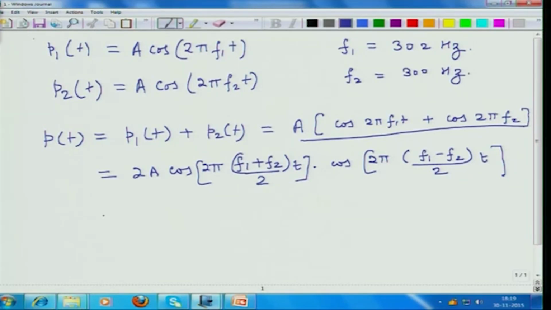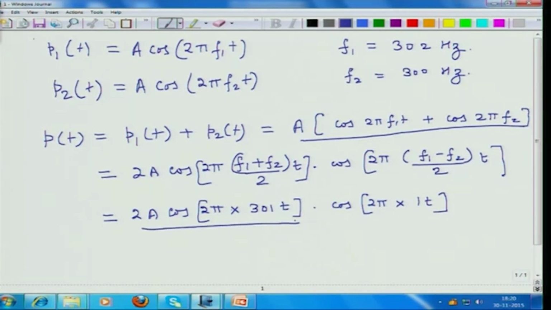And now what I'm going to do is put in the values of f1 and f2. So it is 2a cosine 2 pi times (302 plus 300) divided by 2, which is 301t, times cosine 2 pi times (f1 minus f2) over 2, which is 1t. Okay. So I have the overall pressure wave, which is a product of two different cosine functions.